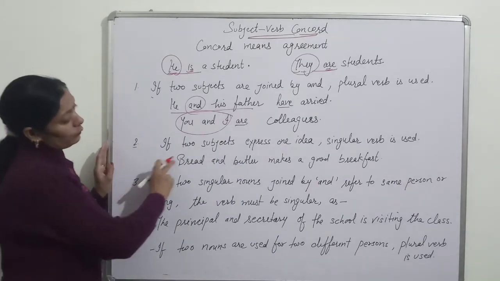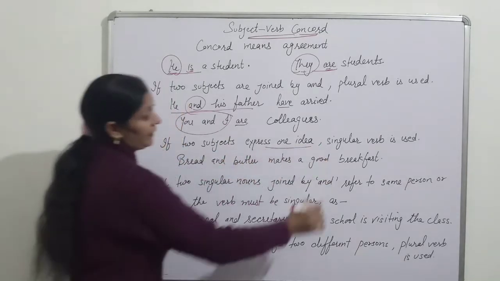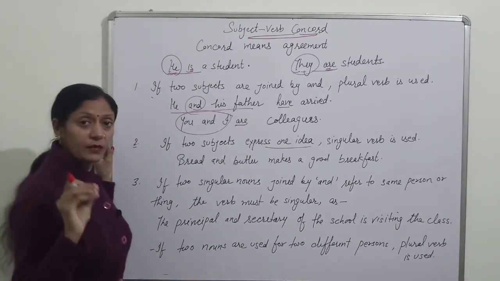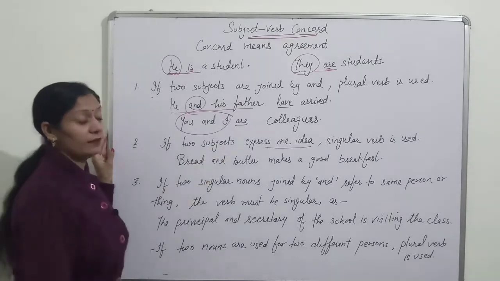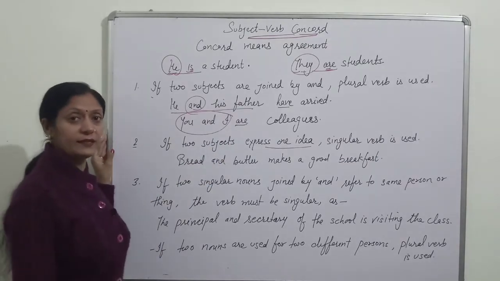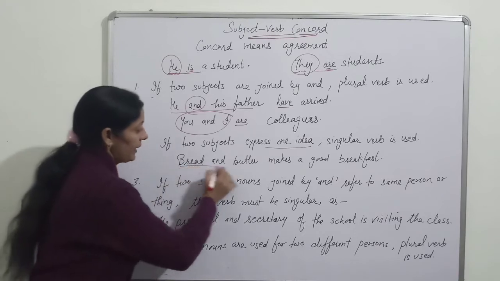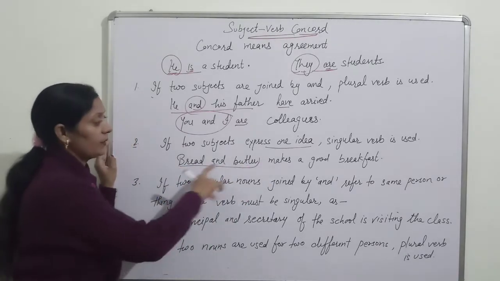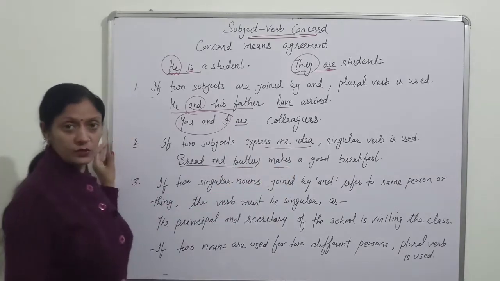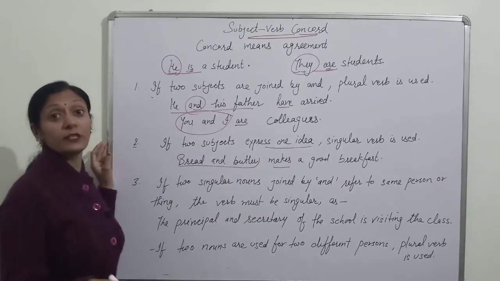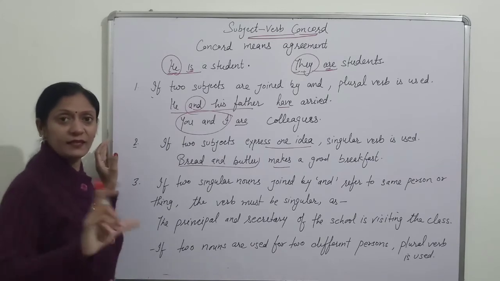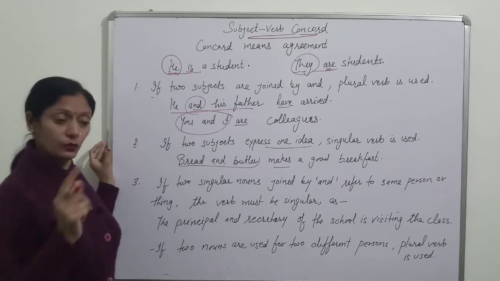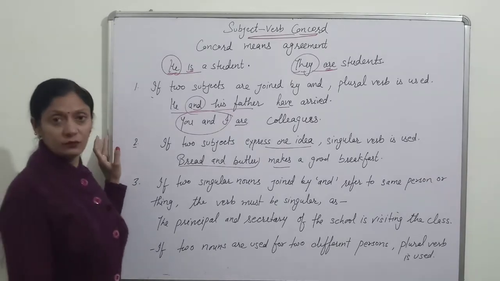Next one is, if two subjects express one idea, suppose two subjects are there but they express a single idea, then the verb used in that sentence is singular. Bread and butter, this one is used for breakfast. So for bread and butter, a singular verb is used. Rice and curry is my favorite dish. That is also rice and curry. No doubt two subjects are there, but they present a single idea.